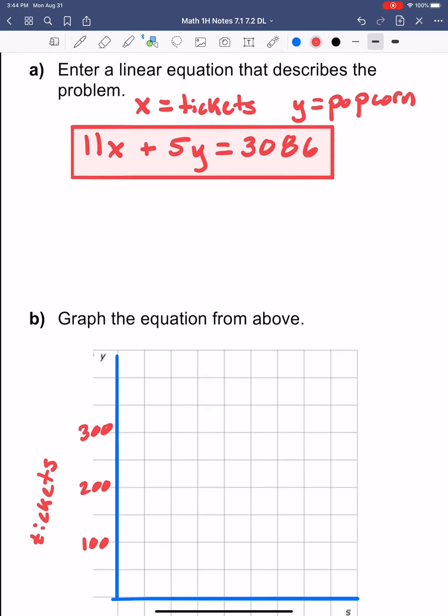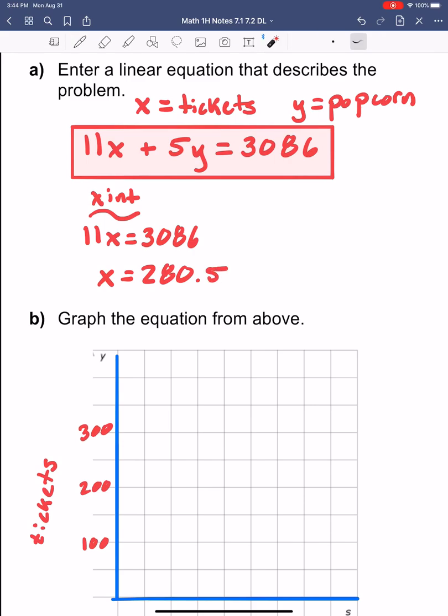So same strategy as before, right? If I plug in 0 for y here, that'll give me the x-intercept. So my equation would just be looking like this: 11x equals 3086. Divide both sides by 11 here, and I'm going to end up with x equals 280.5.